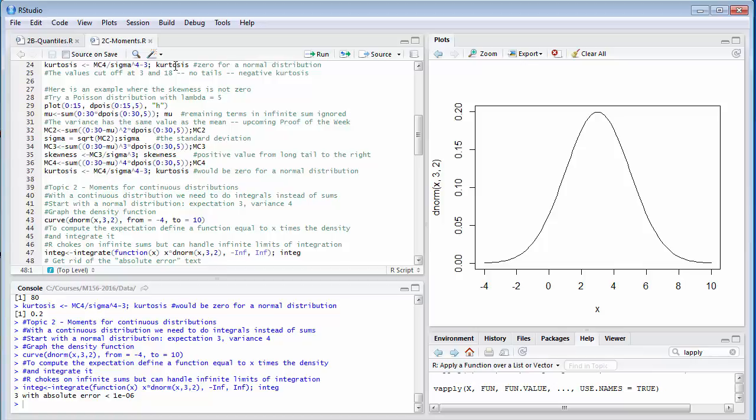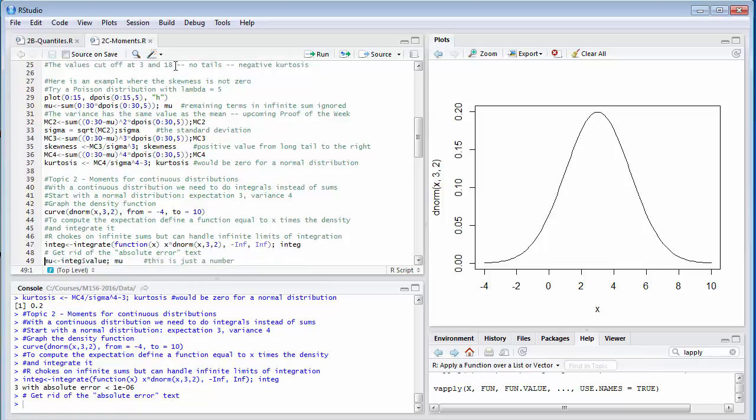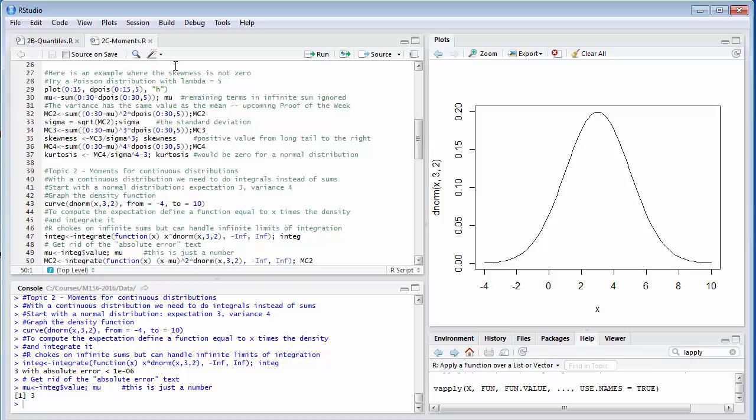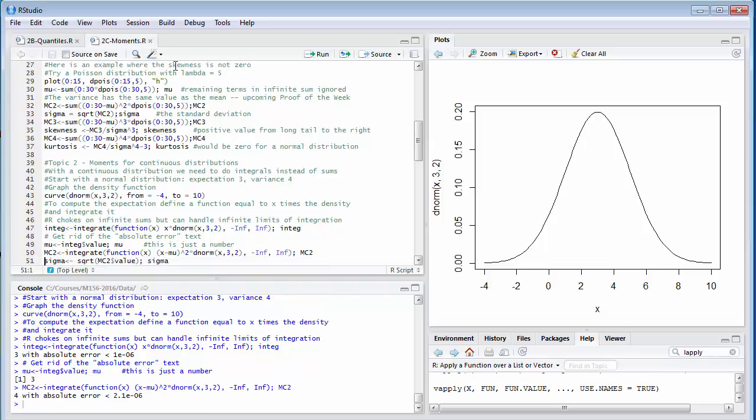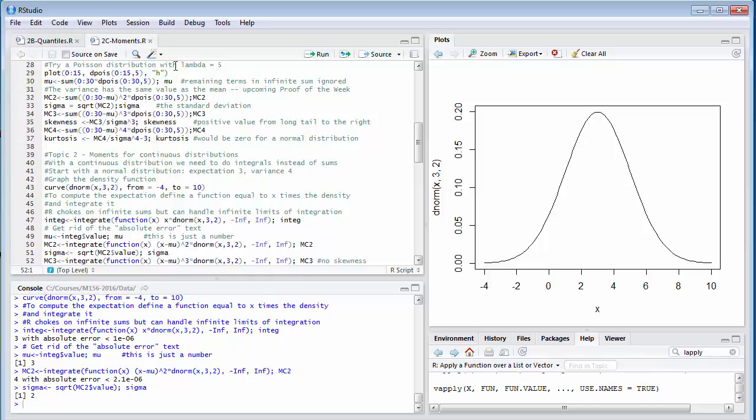I don't care about the absolute error. Of course it's small. I can get just the value I want by taking the result of this and saying $value. Then I get just the number 3. Let's do the same thing to get the second central moment. Now in defining my function, I use not x, but the quantity x minus mu squared. And in that case, I got 4, which is what I expected for the variance. When I take the square root of the value part of that, I get 2.